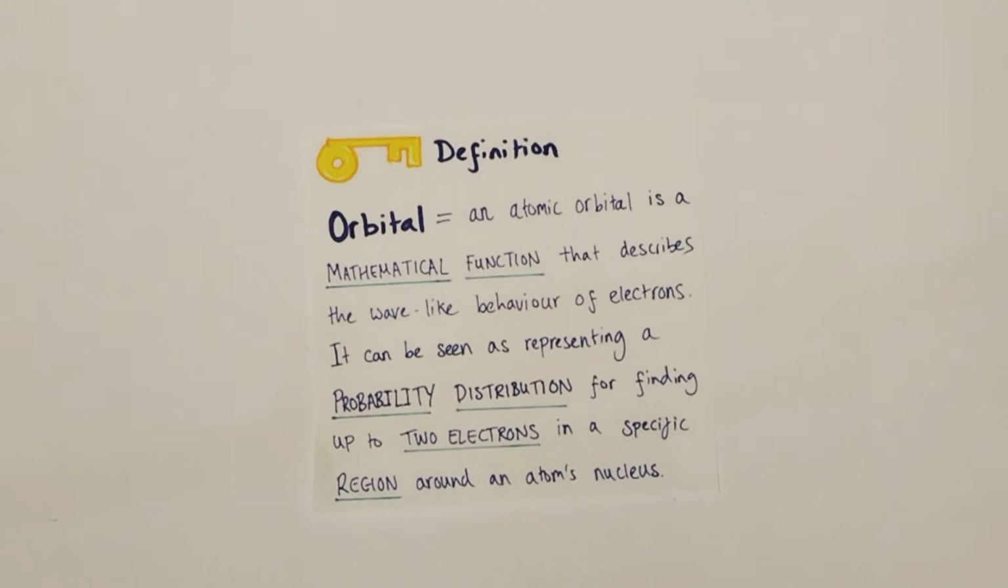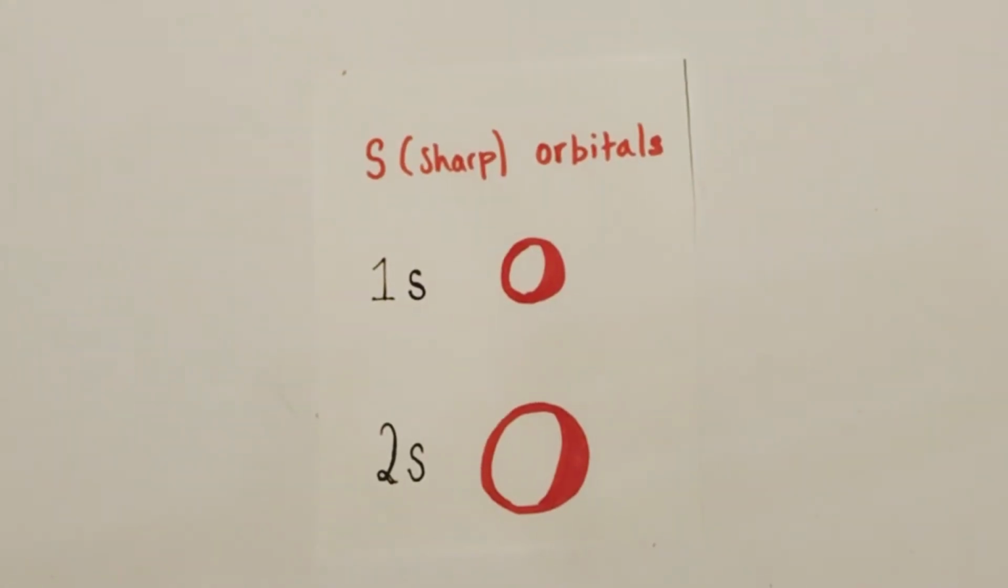An atomic orbital is a mathematical function that describes the wave-like behavior of electrons. Like many other small particles, electrons exhibit both wave-like and particle-like behavior. It can be seen as representing a probability distribution for finding up to 2 electrons in a specific region around an atom's nucleus. In other words, it is a region of space where we are highly likely to find up to 2 electrons. Orbitals come in different shapes, dependent upon the way the mathematical function describes that probability distribution.